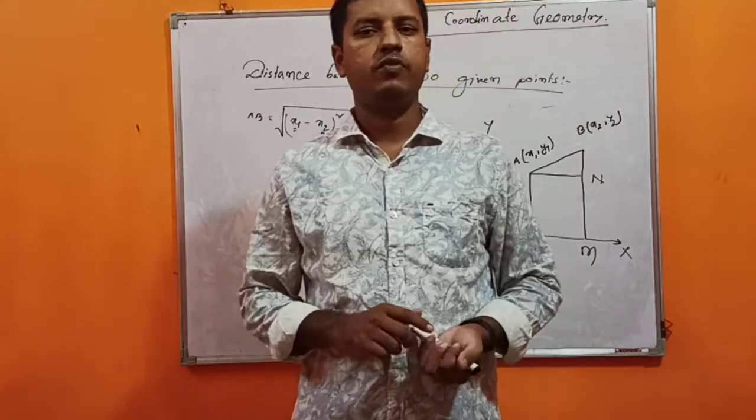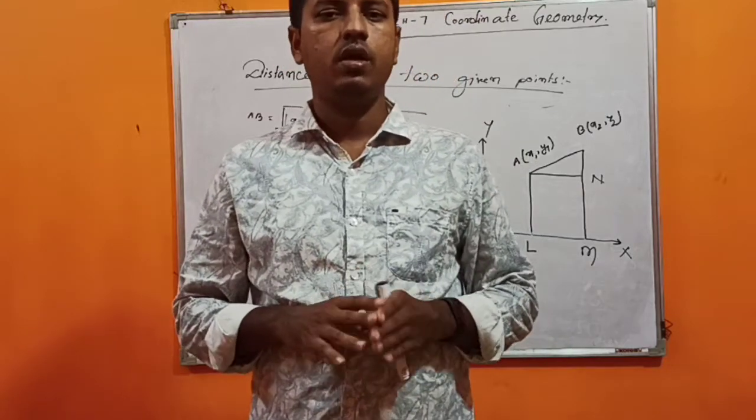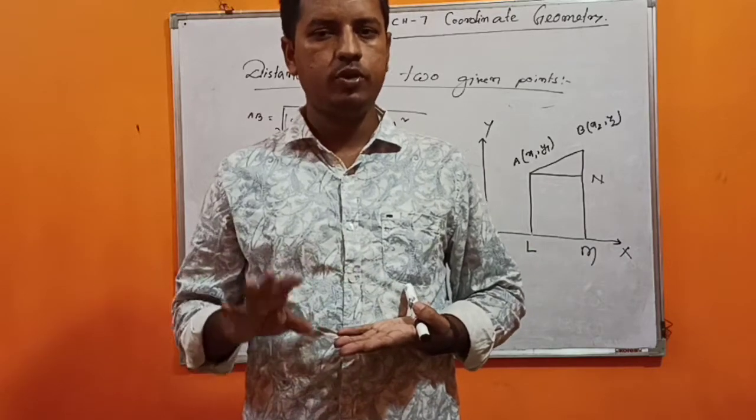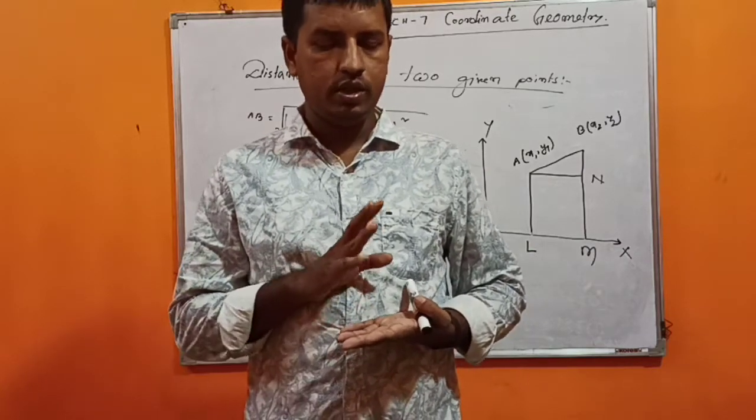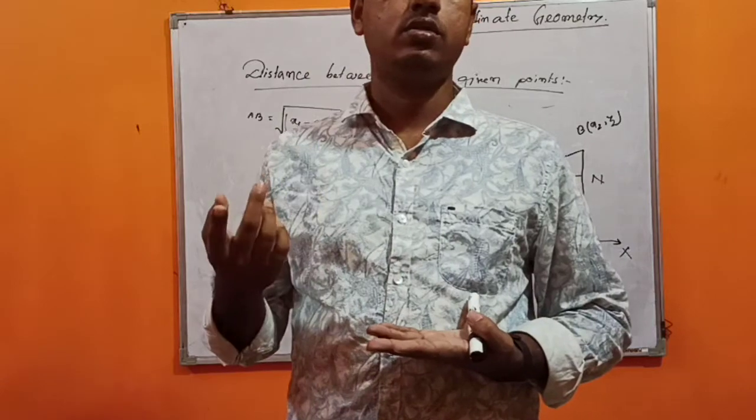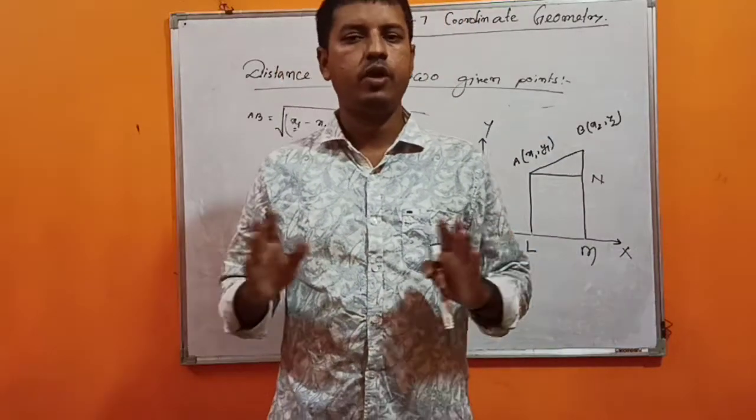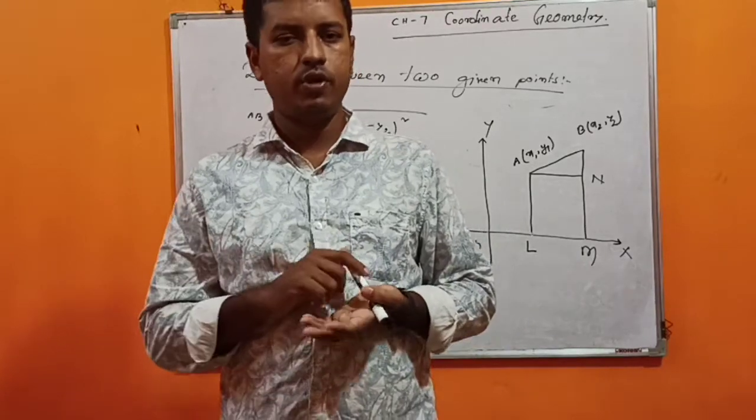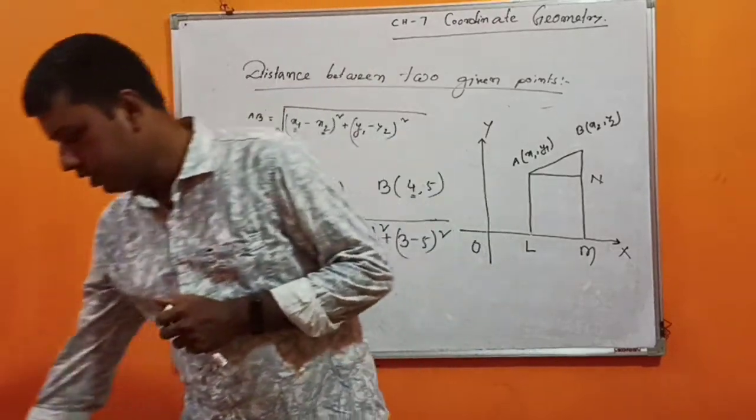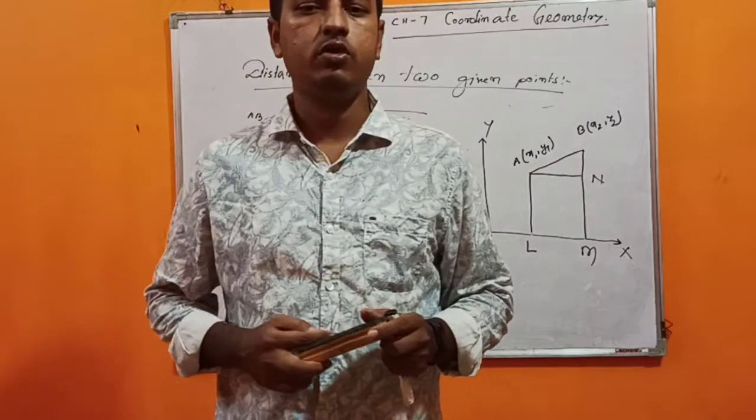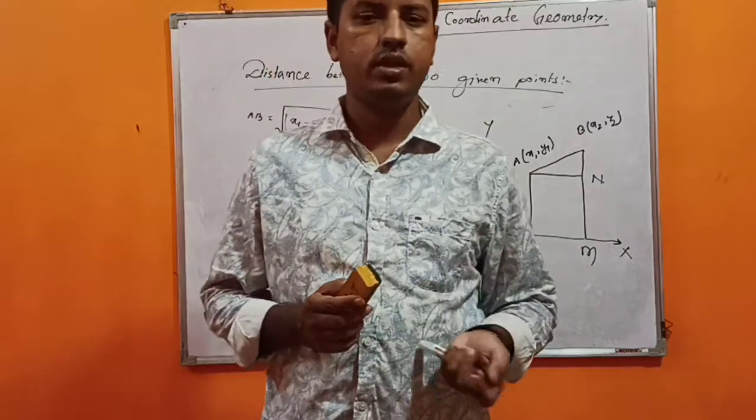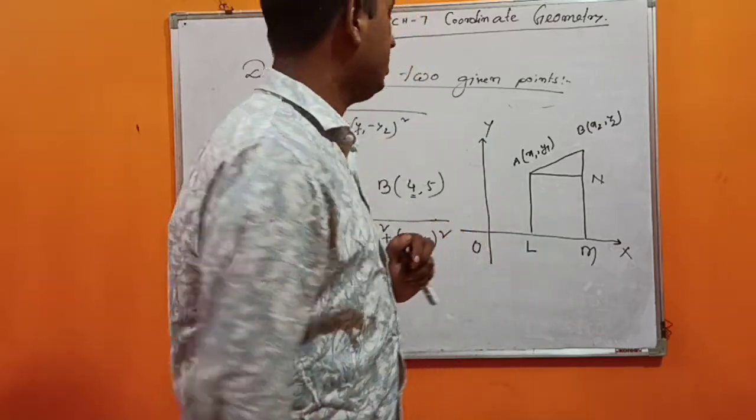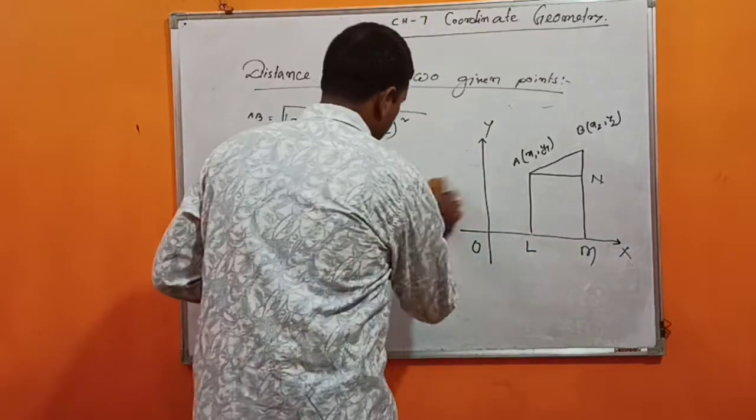So we have gone through a few concepts of coordinate geometry: how to find the distance of a point from origin, how to find the distance between 2 points, what is the distance from the y-axis and from the x-axis of a given point. Now we are starting exercise 7.1. In question number 1 of exercise 7.1, 3 more questions are given.